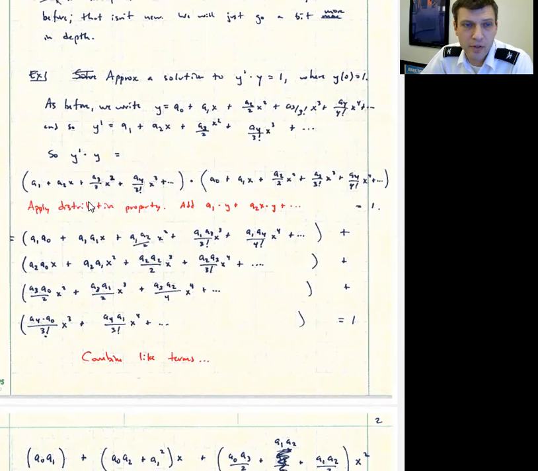But now we're going to apply the distributive property here. We're going to take a1 times all of this stuff, plus a2 x times all of this stuff, plus, and keep on going. So we're going to get 4 of these things. Here's a1 times that whole thing. a1 times a0, plus a1 times a1 x, plus a1 times a2 over 2 x squared, plus a1 a3 over 3 factorial x cubed, and so forth.